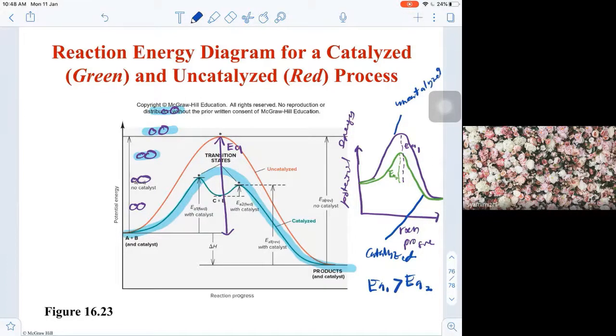This is how you answer question 21: sketch a labelled diagram to illustrate the effect of catalyst on the activation energy of an exothermic reaction. Question 21 of the tutorial workbook. You have to draw the figure, the potential energy diagram figure.